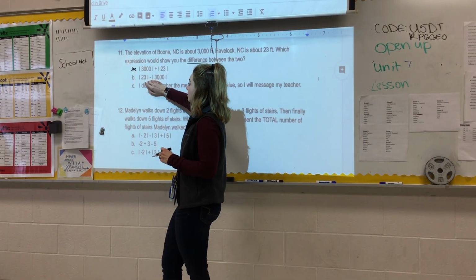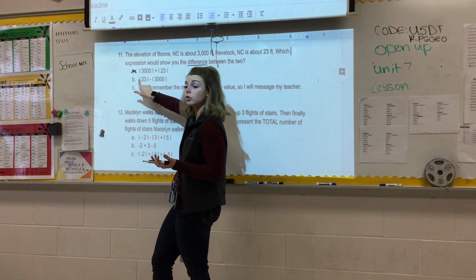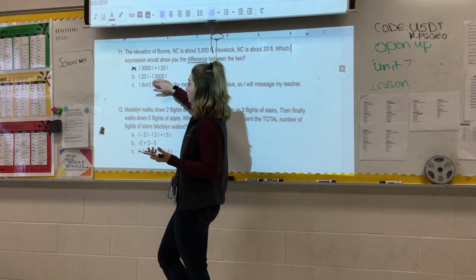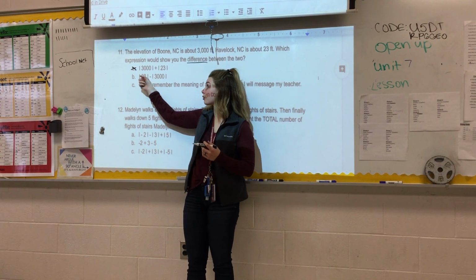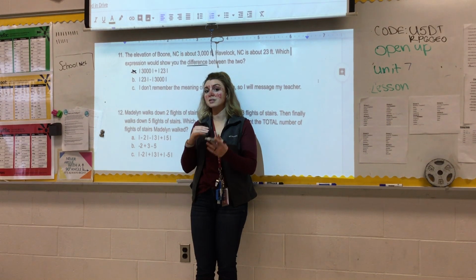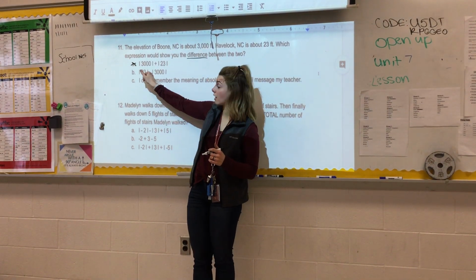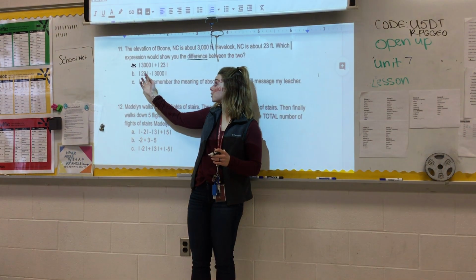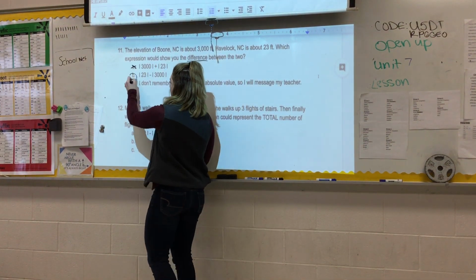This is telling us the difference between the absolute value of positive 23 and the absolute value of 3,000, which even though this looks like 23 minus 3,000, that's going to be a crazy negative number, it's not, because it's absolute value, which means you take away the sign. Absolute value is never negative. So that is the true difference between 23 and 3,000. So B would be our answer.